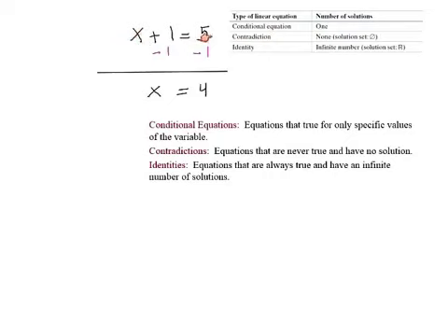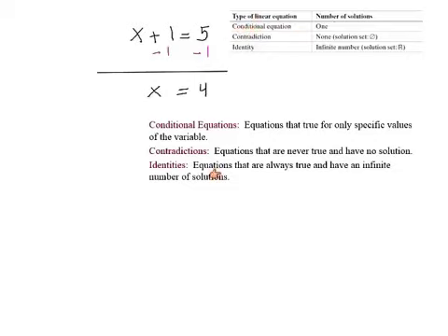So this was the example we were looking at: x plus 1 is equal to 5. If I subtract 1 from each side of the equation, I get x equal to 4. As you can see, if I take this number, 4, and plug it back into this equation, it would make sense. 4 plus 1 is equal to 5. And here it is: conditional equation, one solution.